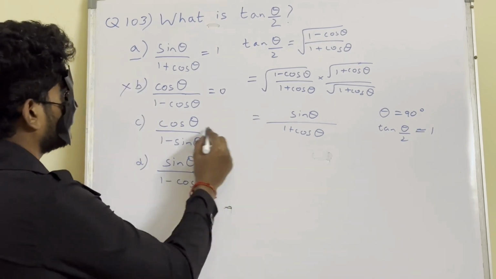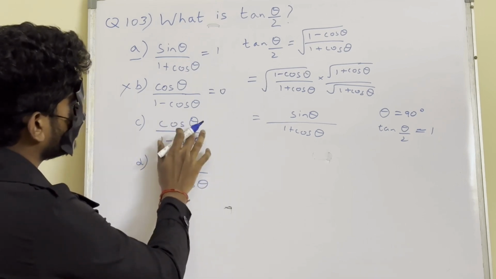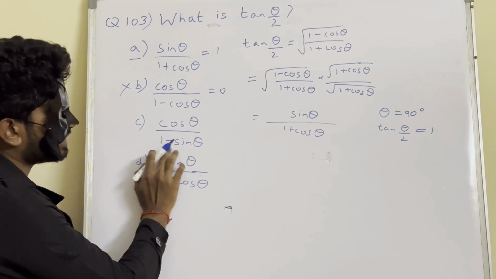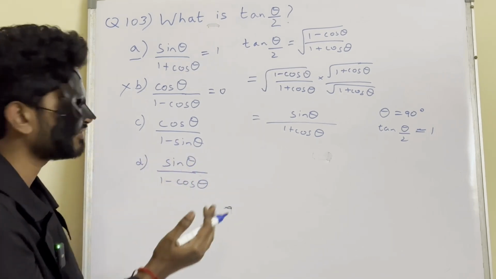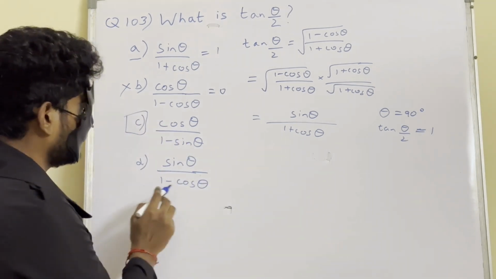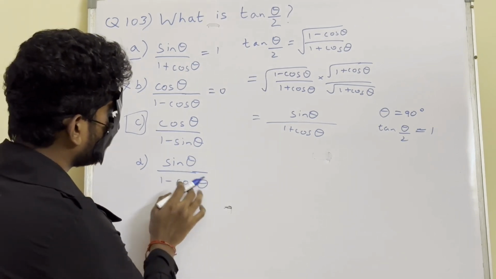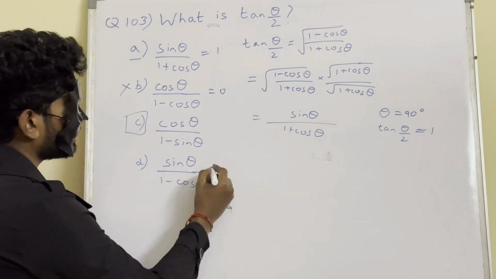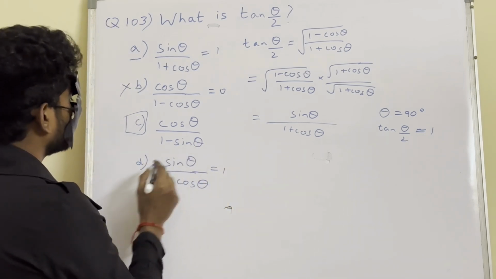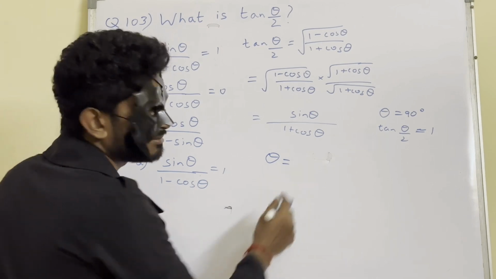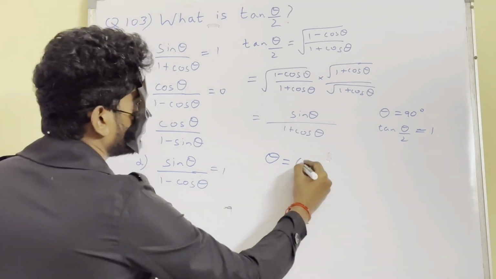Here also you will get cos 90 is 0 by 1 minus 1. Here you are getting undefined because in the denominator you are getting 1 minus 1 which is undefined. So let's put this option on hold. And then here sin 90 by 1. So this option can be also possible. Here also you are getting 1. So this is also possible. So now we will put theta is equal to 60 degrees. Since here we are not able to eliminate many options, we will put theta is equal to 60 degrees.